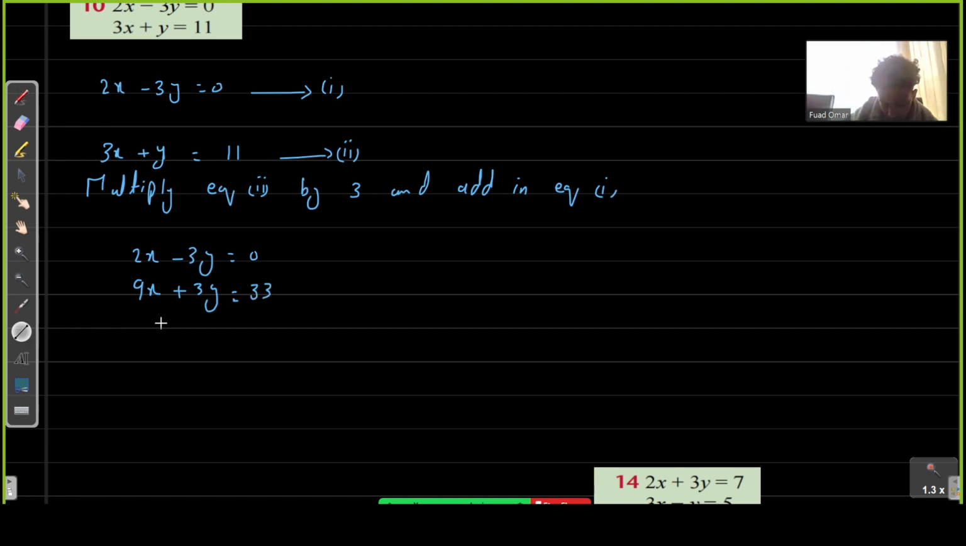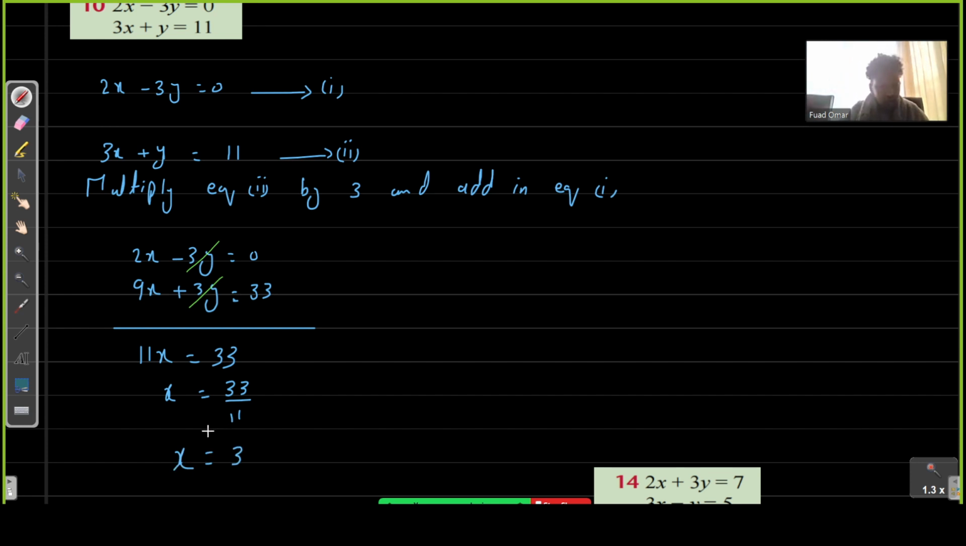And we are going to add both of the equations. So I'm gonna add them. First of all, we can see minus 3y will be cancelled out with plus 3y. So 9 plus 2 is 11x is equal to 33. So x is equal to 33 divided by 11. So 11 3s are 33. x is equal to 3.